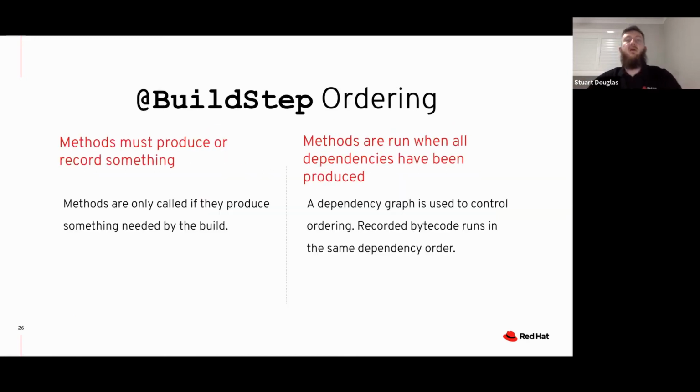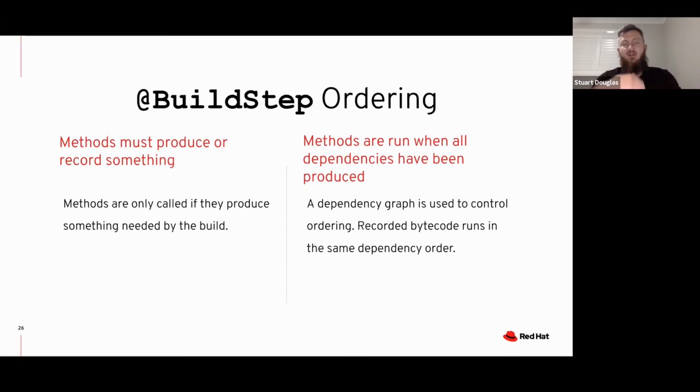So you might be wondering about what order these build steps get invoked in. And basically every build step has to produce or record something. So build steps only get run if they're producing something that the build wants to consume. So even if you produce something that nothing else needs, but no other extension wants to consume, then your build step won't get run. So things will only get run if they're actually needed for this particular build. And methods are run in parallel once all dependencies have been produced.